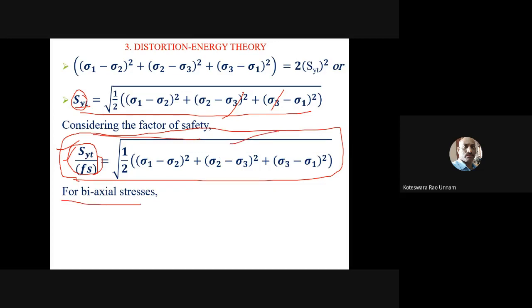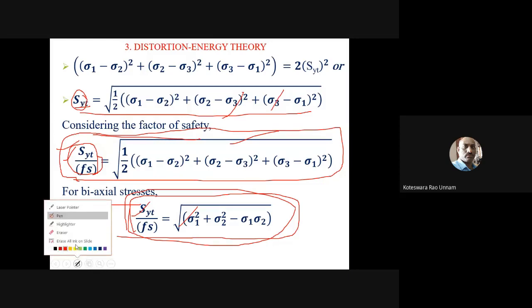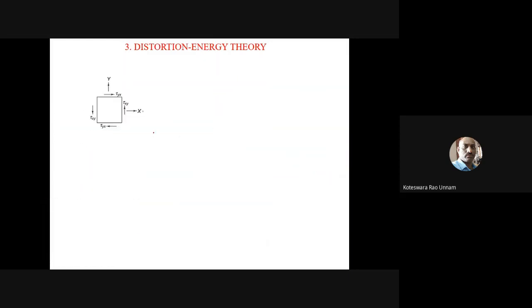In case of biaxial state of stress, like I mentioned, in this equation you simply need to put sigma 3 is 0. If you do that, you are going to get this one. I already showed you how you got this expression: SYT by FS is equal to sigma 1 square plus sigma 2 square minus sigma 1 sigma 2. This is the design equation for a biaxial state of stress. Now I want to plot this equation on a sigma 1 sigma 2 graph. If I plot that, you will get an ellipse as your failure region.